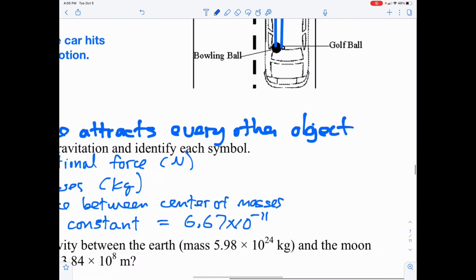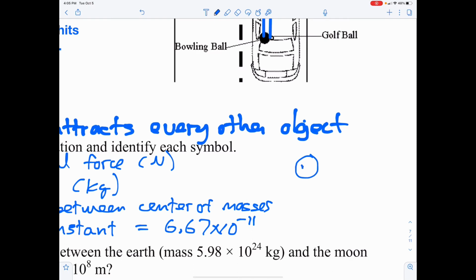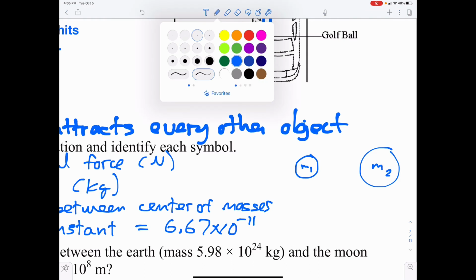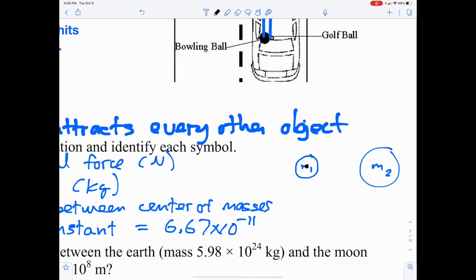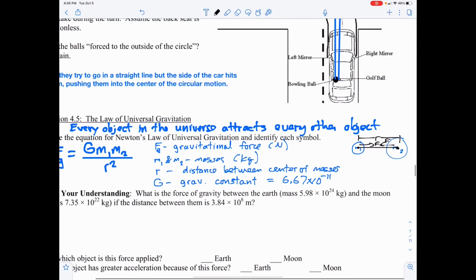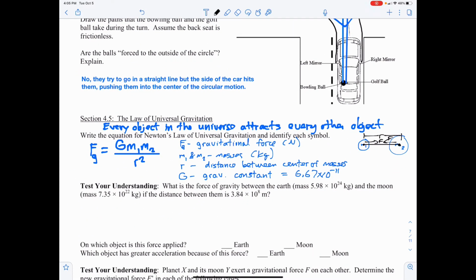Okay, so if we were to look at a picture here, you have two masses, let's say M1 and M2. Their centers are separated by some distance r. Then there's an attractive force going on between those two objects, and that attractive force, of course, would be gravity. So we're looking at gravity from a different point of view.